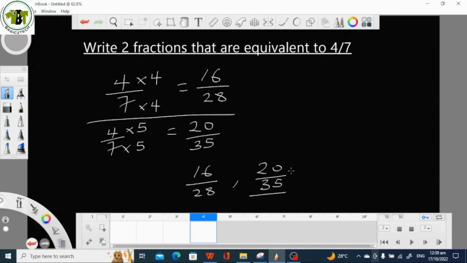So this is how we can write or get the equivalent fraction to any given fraction.